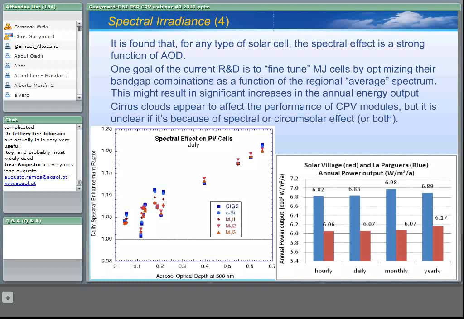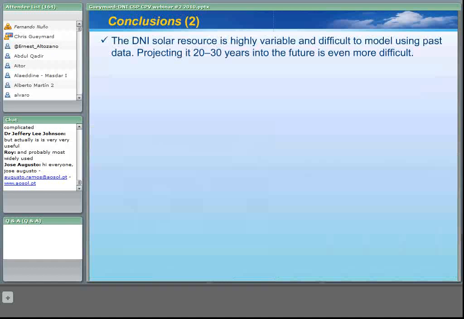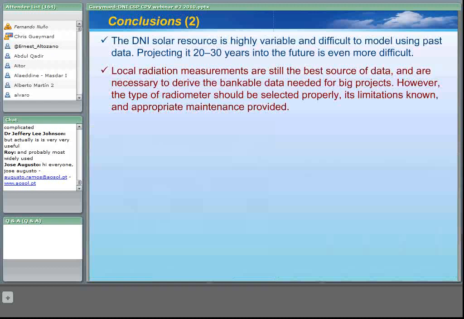Now, the conclusions for the two different webinars: the DNI solar resource is highly variable. Projecting it to 20 or 30 years is still difficult. Ground radiation measurements are the best source of data, but you need to do something to guarantee the quality of the data for a long time. And this means a lot of good calibration, maintenance, and quality control.